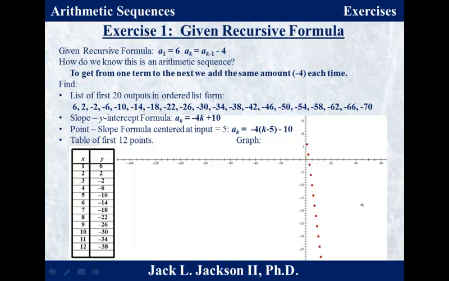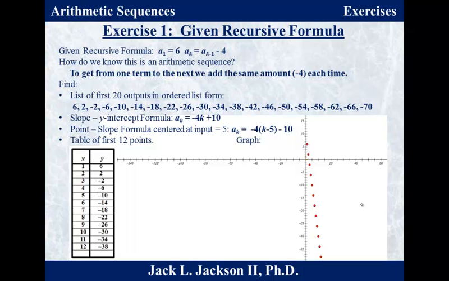Well, hopefully you've tried this and you found that we know that this is an arithmetic sequence because we can get from one term to the next by adding the same amount each time. In this case we're adding -4 each time to get from one term to the next. So that makes it arithmetic.